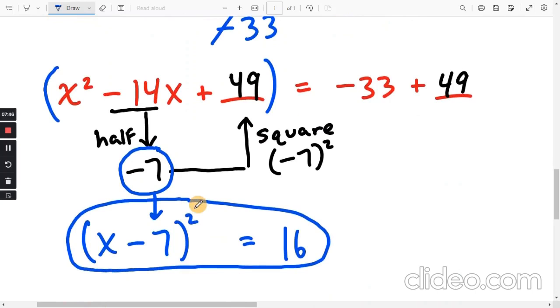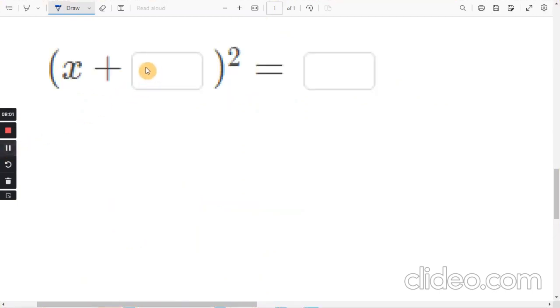I believe there will be a blank space right here, and you enter negative 7, and there will be a blank space right here. You enter positive 16. So right here is negative 7, and right here is positive 16. You can't write x minus 7. They have the plus sign, so it's plus negative 7, but that's the same thing.